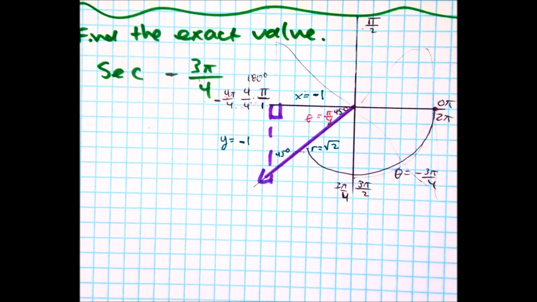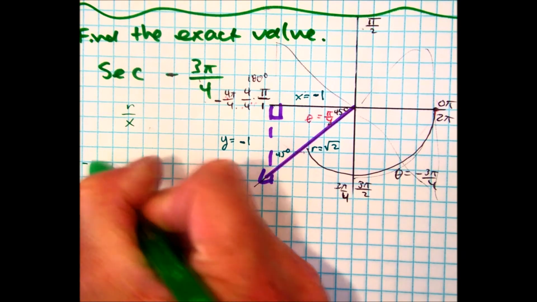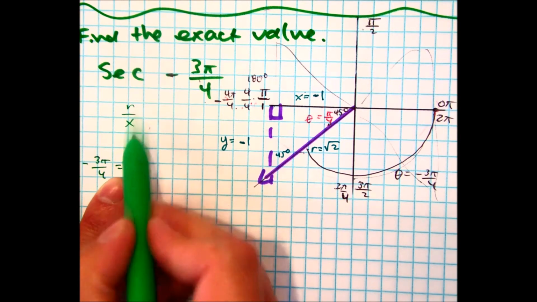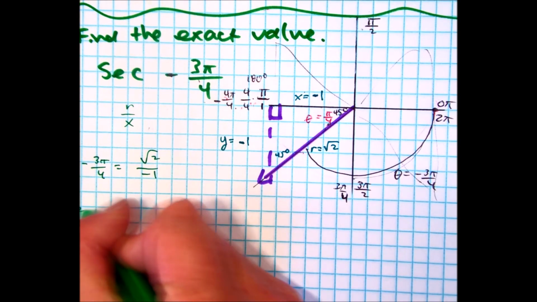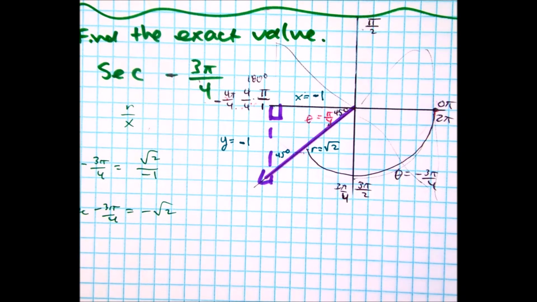Partner A to partner B. Secant is which letters? X, Y, and R. Secant? R over X. Secant of negative 3 pi over 4 equals R over X, which is radical 2 over negative 1, which just means that it is negative radical 2.